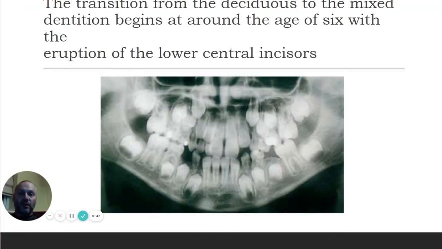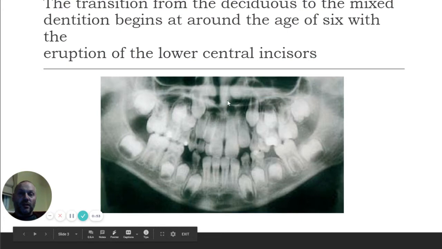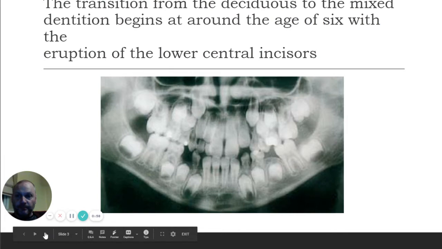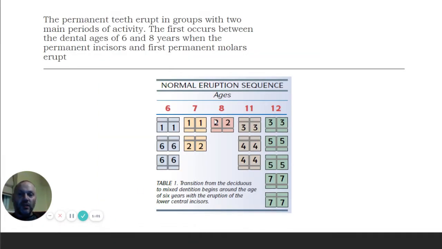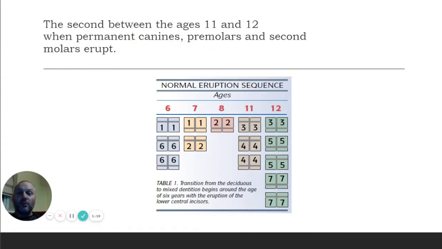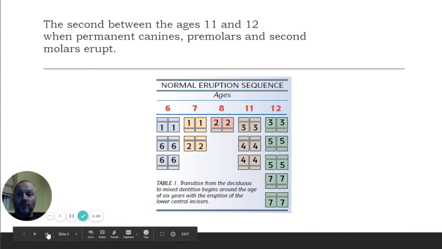So we've got a variety of different groups of teeth that are erupting, first beginning around the age of 6 years old with eruption of the lower central incisors. And then we've got groups of teeth erupting at various ages from 6 to 12. It first occurs between 6 and 8 years, when the permanent incisors and the first permanent molars are erupting. Second, between the ages of 11 and 12, the second stage of eruption is where permanent canines can be seen to erupt, with premolars and second molars erupting.